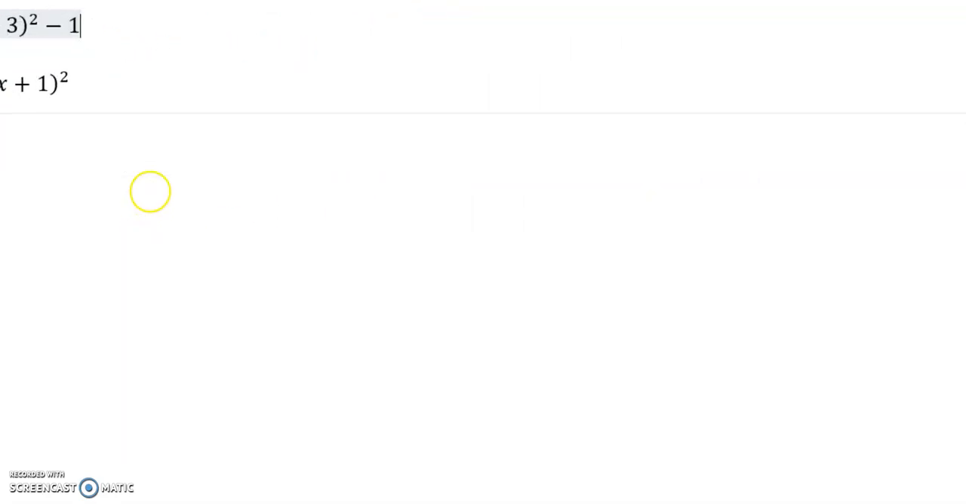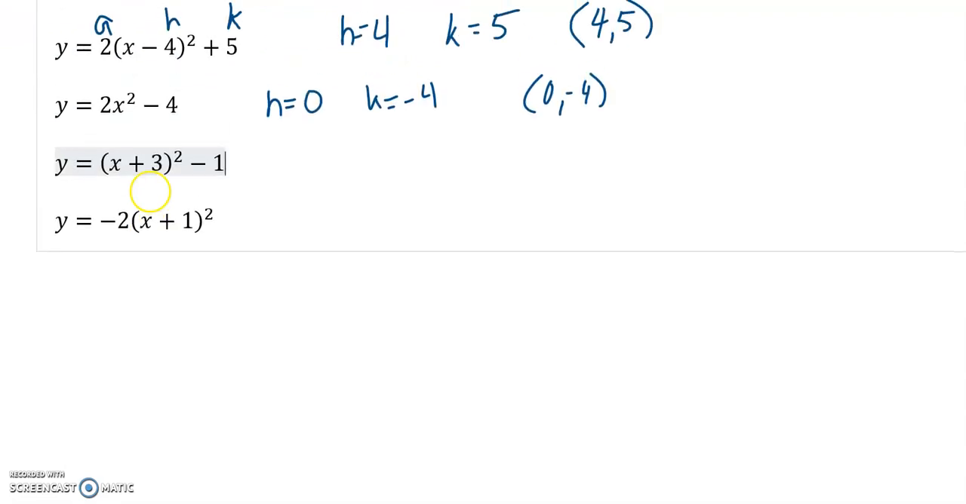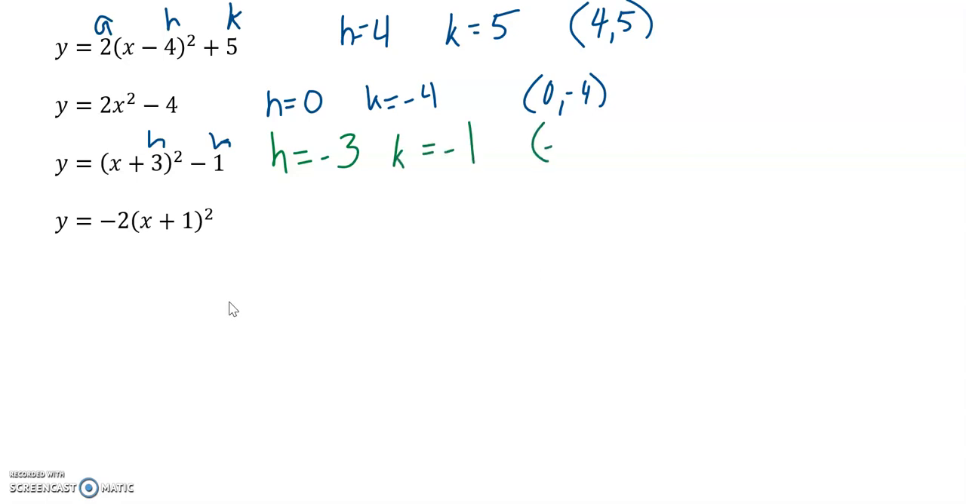So let's look at another one. So in this case, there is no A value anymore, but we do have an H and we do have a K. Remember, H, we're going to be taking the opposite sign. So in this case, H is negative 3 and K is negative 1. So our vertex is negative 3, negative 1.